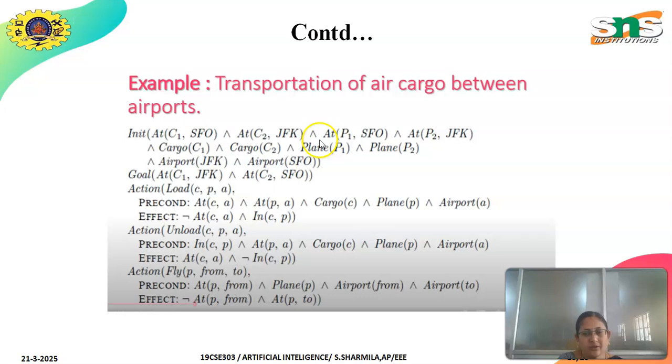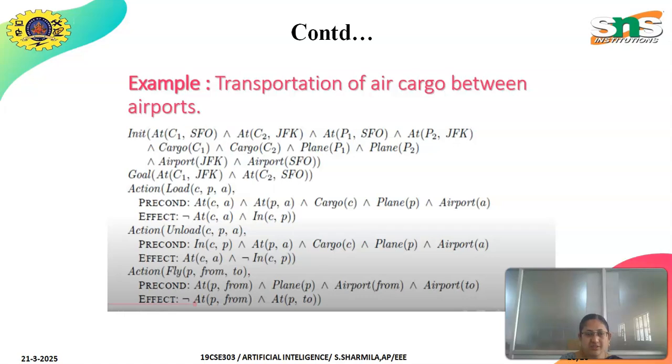So we have to transport from point A to point B. In that, we have cargoes C1 and C2, planes P1 and P2, and the airports are represented as JFK and SFO. The goal we have to achieve here is C1 to SFO and C2 to JFK. In that, we are using two planes. From this, we have to move from airport 1 to airport 2, which is our goal or destination point.